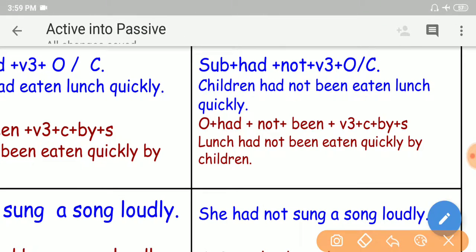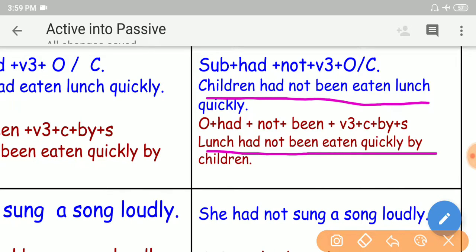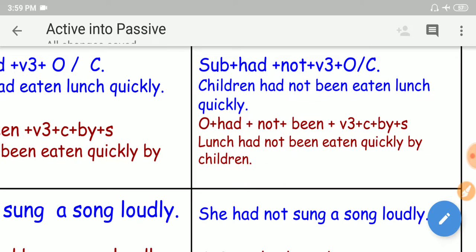What is the negative sentence? Children had not eaten lunch quickly. Lunch had not been eaten quickly by children. See here, my dear friends. Children had not eaten is the correct sentence. Lunch had not been eaten quickly by children is the passive sentence. So this is the passive sentence of negative past perfect tense.